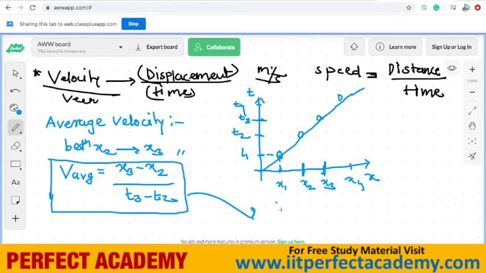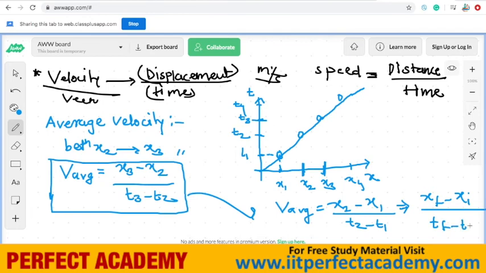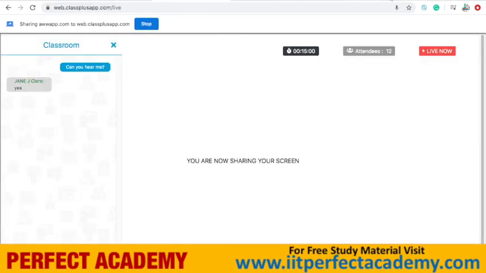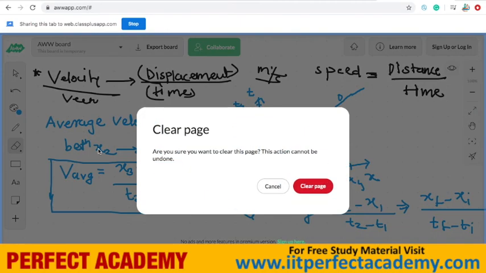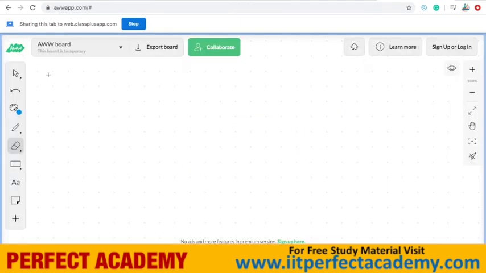In short, we can say x2 minus x1 divided by t2 minus t1, or x final minus x initial divided by t final minus t initial is the expression for average velocity. Now the next thing we have to define is acceleration and average acceleration.